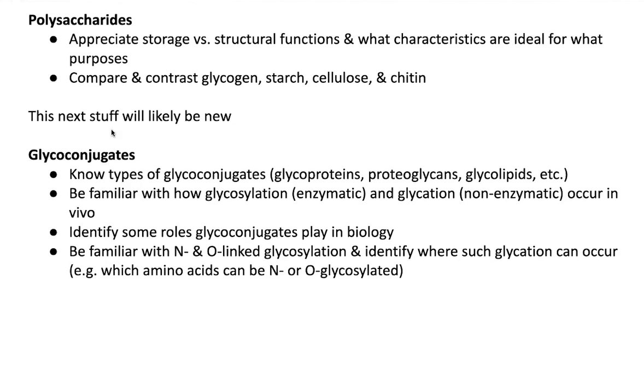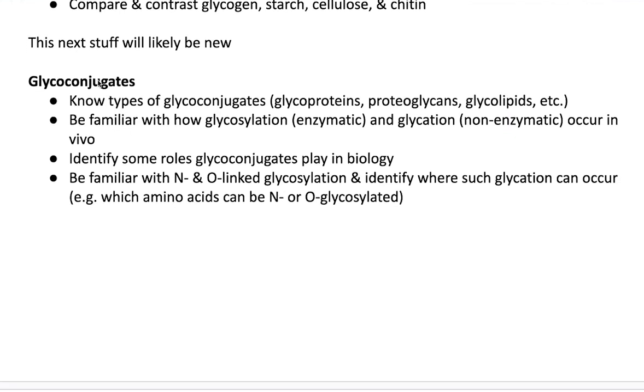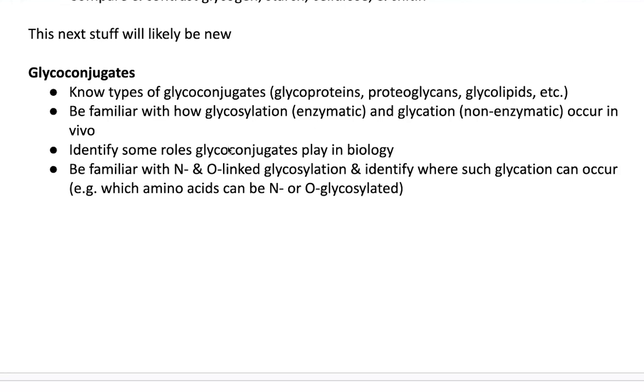And yes, this next stuff will probably be new. You probably didn't cover this too much in OChem, but glycoconjugates. Know the types of glycoconjugates, so glycoproteins, proteoglycans, glycolipids, etc. Be familiar with how glycosylation and glycation occur. So glycosylation is where you have those glycans added, those sugars added by an enzyme. And glycation is where basically it's non-enzymatic.